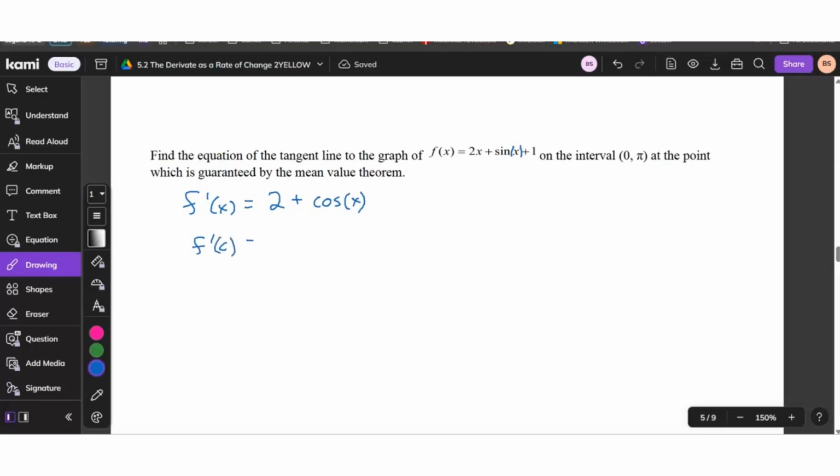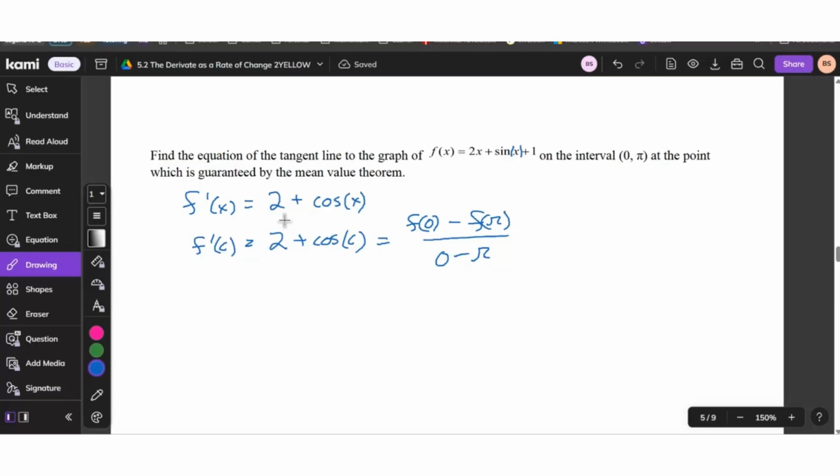So f prime of c is going to be equal to 2 plus the cosine of c, there we go. All right, and we know that that thing has to be equal to the average, right? So we know that this one is going to be equal to, our interval is from 0 to pi, so over pi minus 0, because that's our average, right?